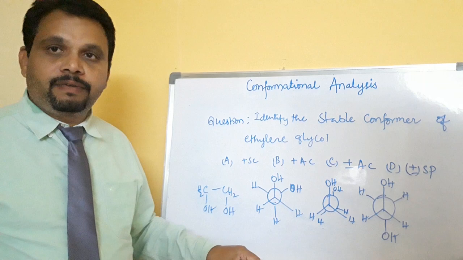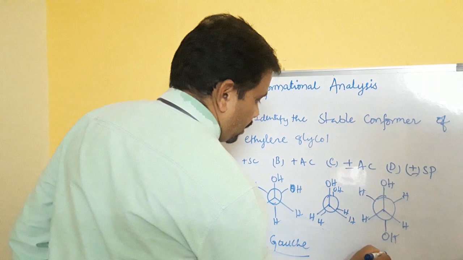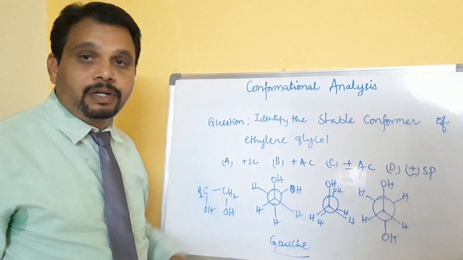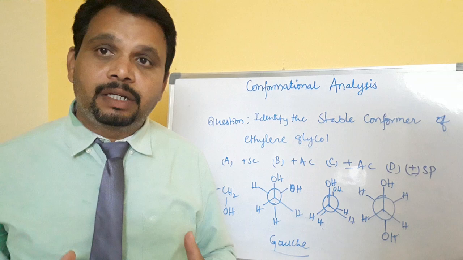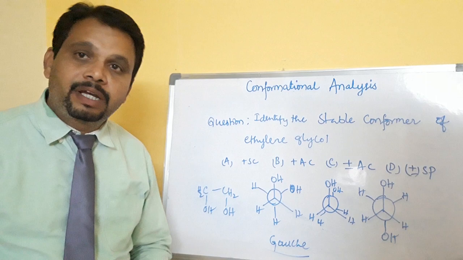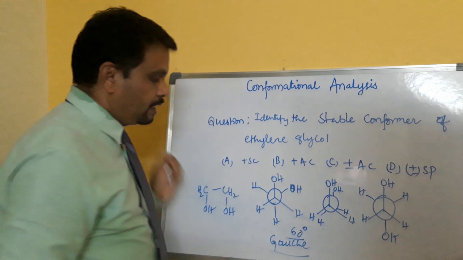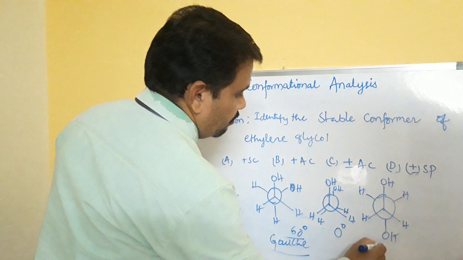First you need to understand. The stable one is the gauche conformer, which is most stable, then anti or staggered, because of hydrogen bonding between the oxygen and the hydrogen. Okay, so intramolecular hydrogen bonding contributes stability to the conformer. Therefore this gauche conformer is more stable than the anti and eclipsed conformers. Okay, so now the dihedral angle between these two hydroxyl groups is 60 degrees, right? Dihedral angle is 60 degrees here, 0 degrees here and 180 degrees here.